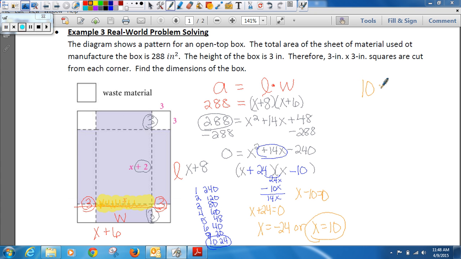So it asks for the dimensions, so it would be 10 by, my length then of the box would be this, because remember they fold up the sides, x plus 2. Well, 10 plus 2 is 12, and it said here this would actually represent the height there because they're going to fold it up, and that was 3. So my dimensions of this box are 10 by 12 by 3. Go ahead and complete the quick checks, and then you can look at your assignment.